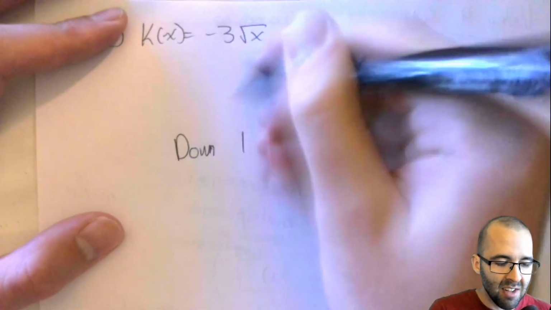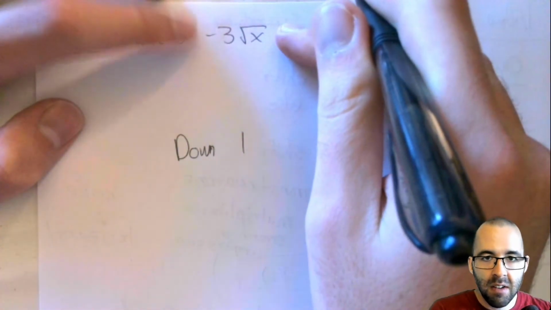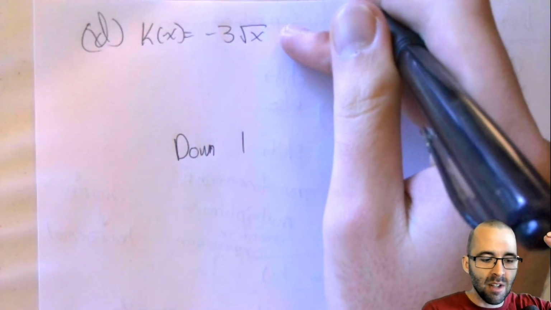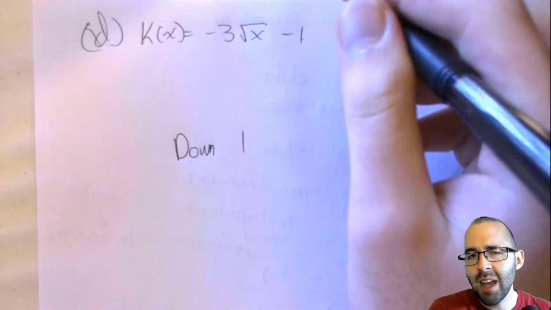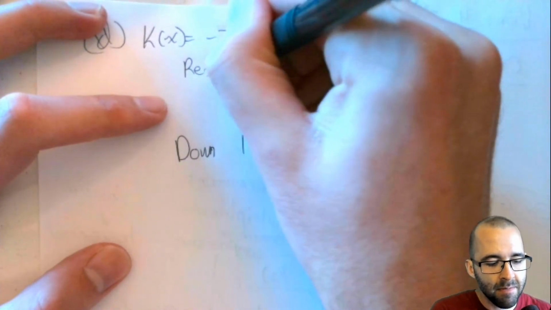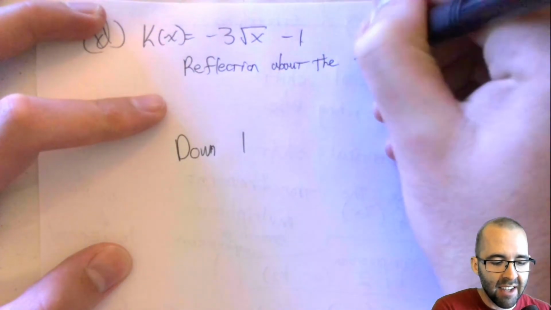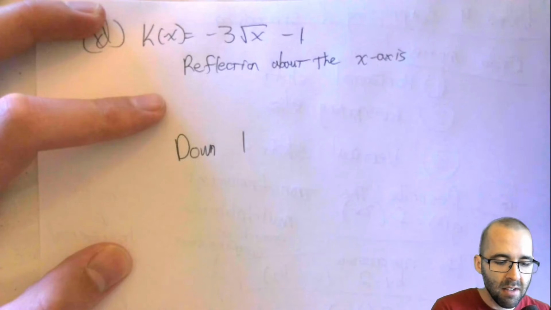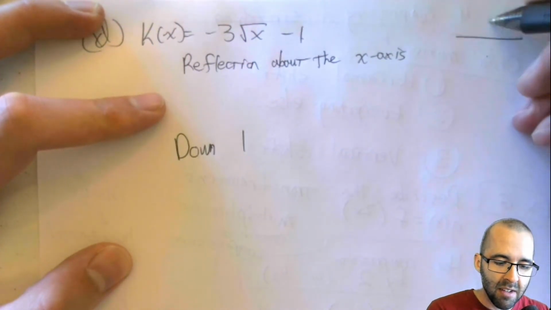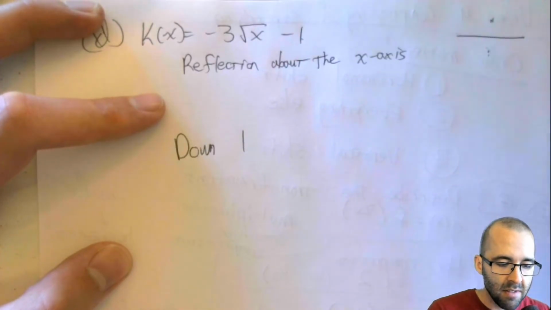Now, everything else goes in this middle region. We have a negative on the outside. Outside means vertical. Negative means reflection. It's going to be a vertical reflection. And I'm okay with you saying vertical reflection. But again, technically it is reflection about the x-axis. Because the x-axis looks like this. If you reflect something about that axis, it's a vertical change.